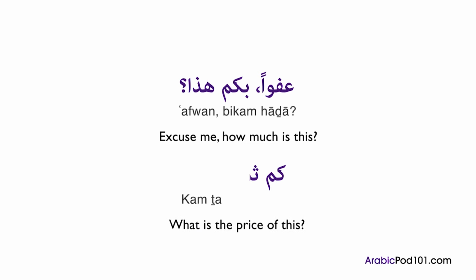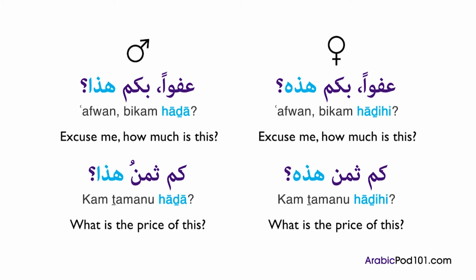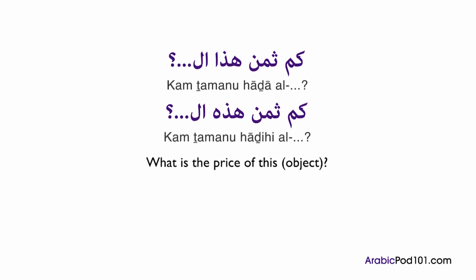or كم ثمن هذا؟ Next, if we are specifying what the object is, we need to know if the object is feminine or masculine. If it is masculine, keep هذا when referring to it, and if it is feminine, use هذه. Then, if you would like to specify the name of the object, you first say el, which is like the, and then say the noun.